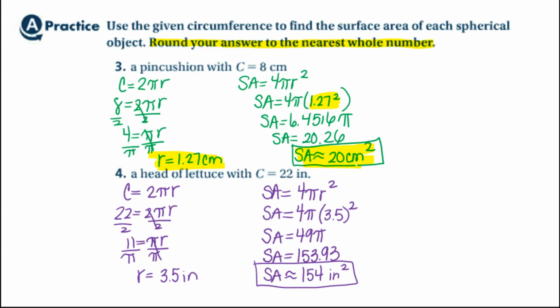And then number 4, a head of lettuce with a circumference of 22 inches. So again, I got a radius of approximately 3.5 inches. Substitute that over into my surface area formula. 3.5 squared times 4 is 49. 49 times pi is 153.93. Rounded to the nearest whole number, my surface area is approximately 154 square inches.